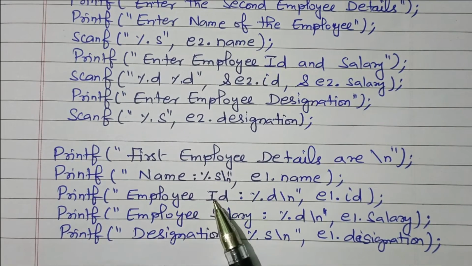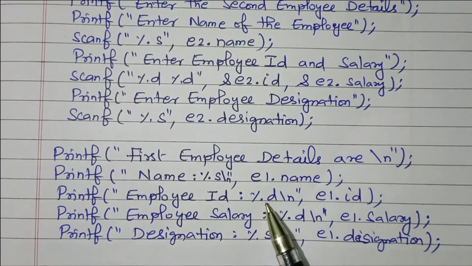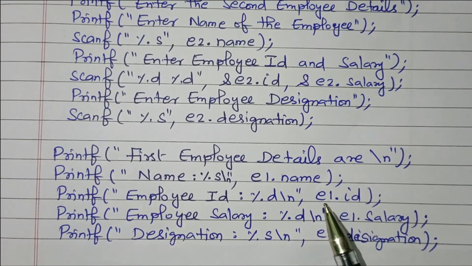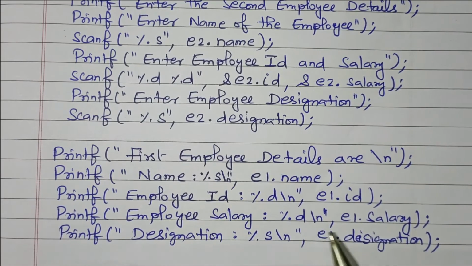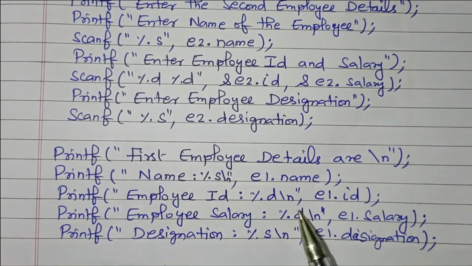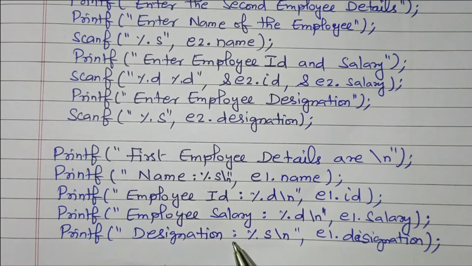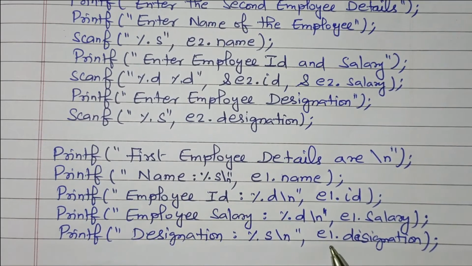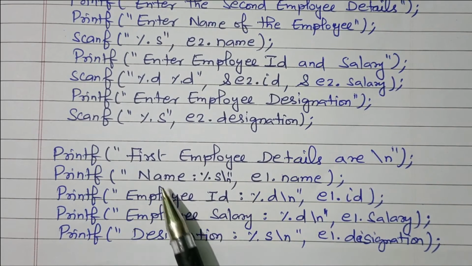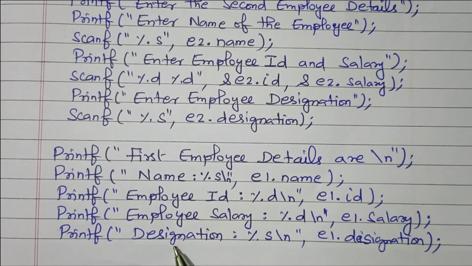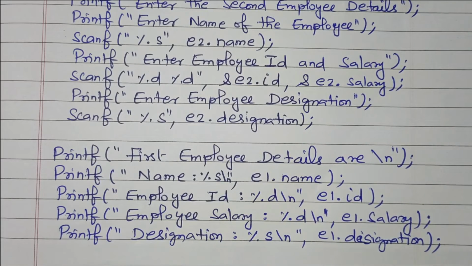Printf employee ID colon percentage d slash n, next line, E1 dot id. So at this place, percentage d, the employee ID will be printed, E1 first employee. Printf employee salary percentage d slash n, E1 dot salary. So here at this place E1 dot salary will be printed. Then it will go to the next line. Printf designation colon percentage s slash n, E1 dot designation. Right? So the first employee details are printed one by one: name, employee ID, employee salary, designation. E1 refers to the first employee.